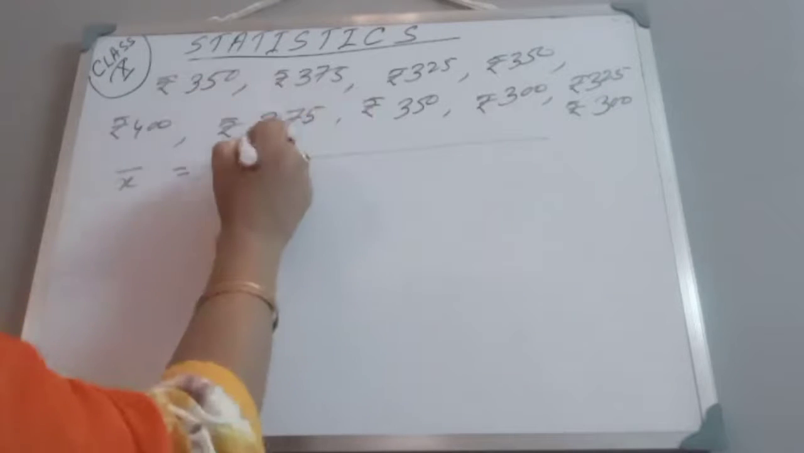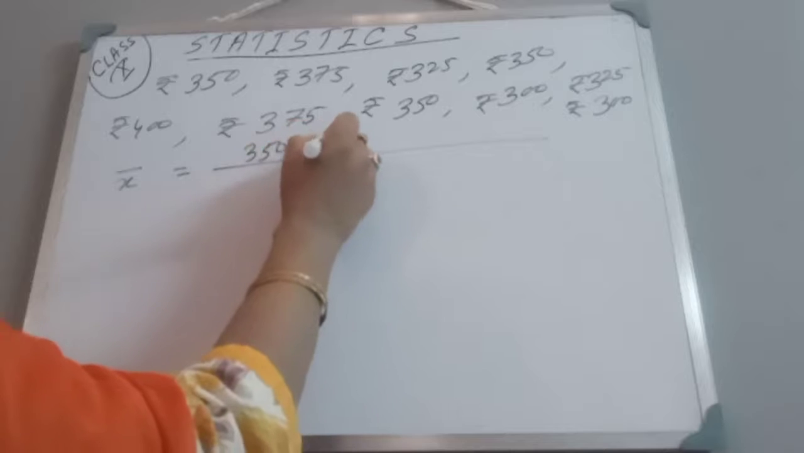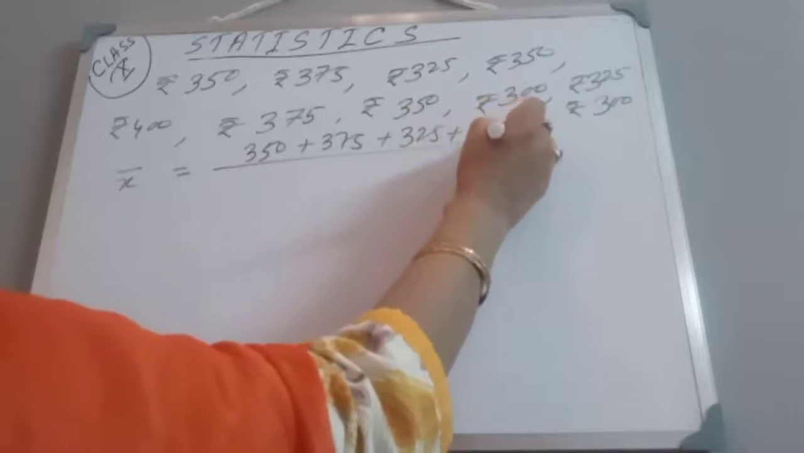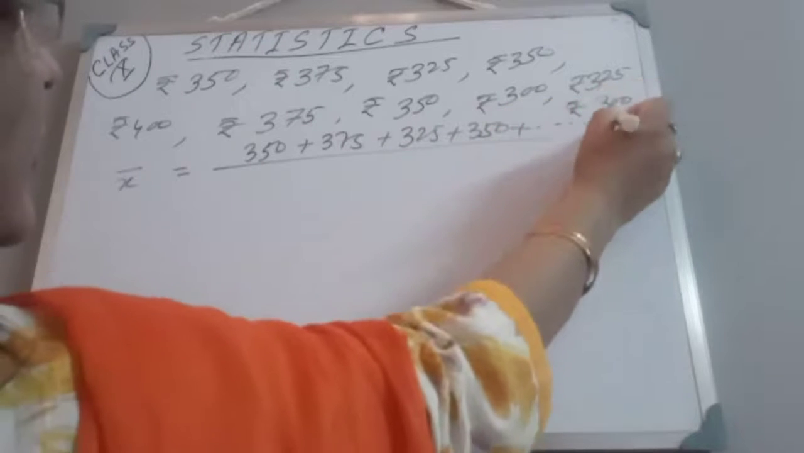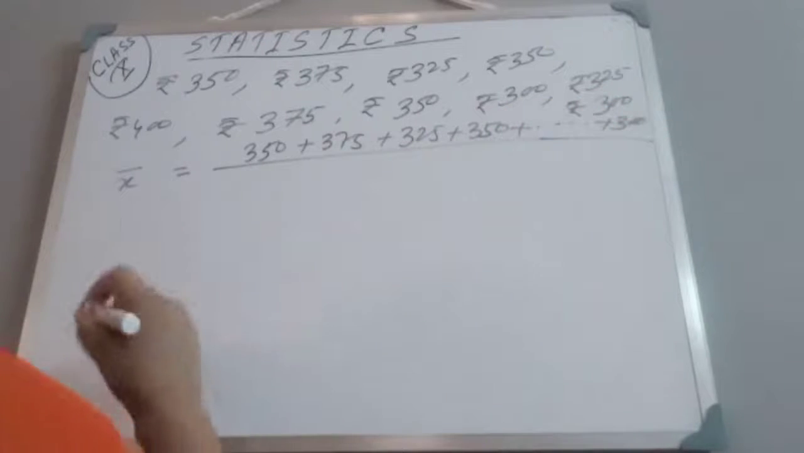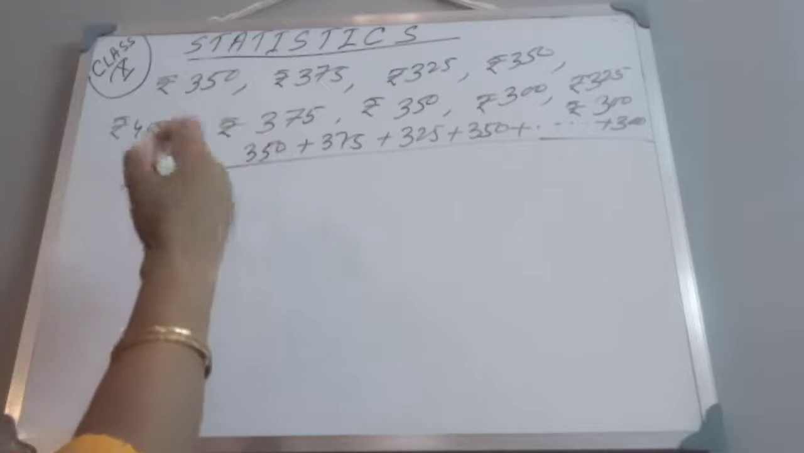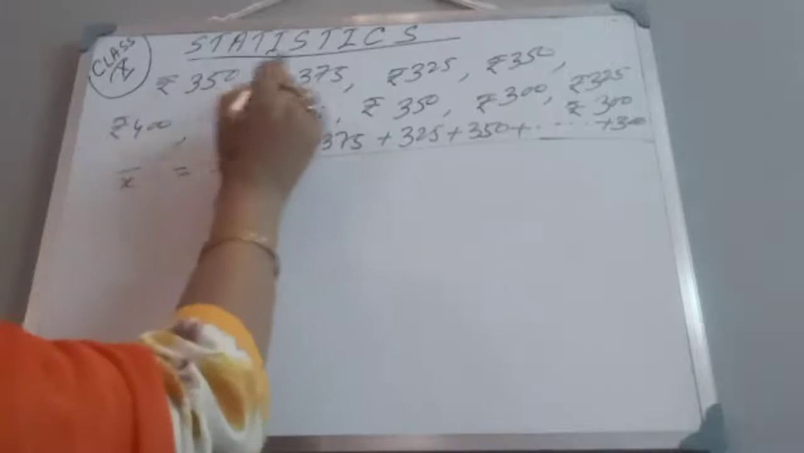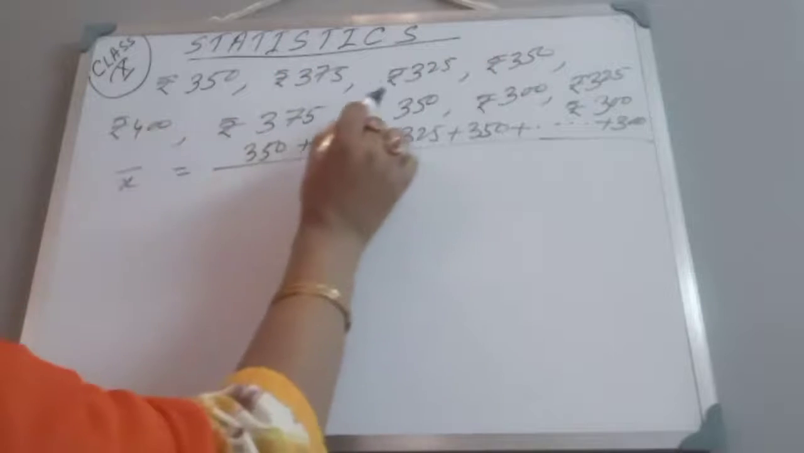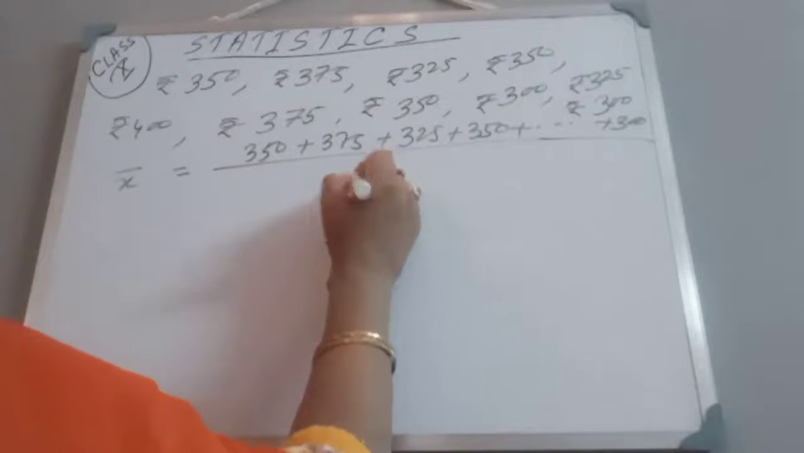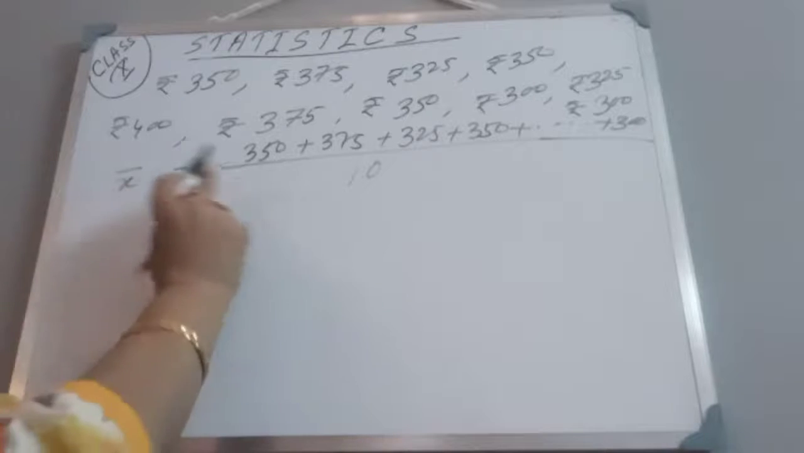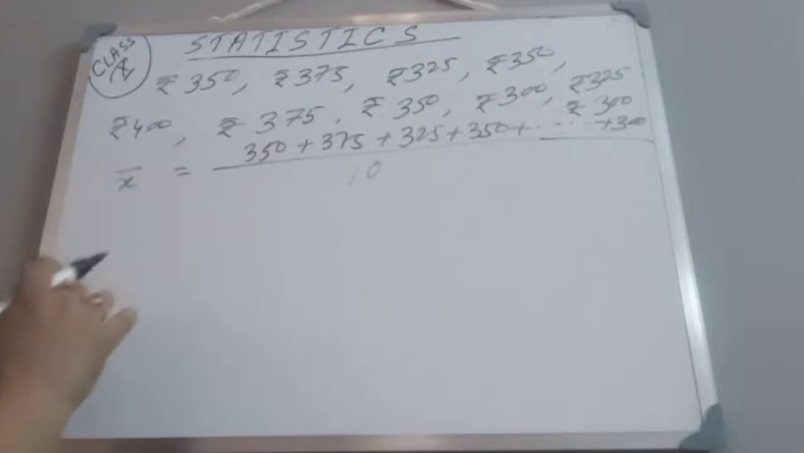How? We can add all these values: 350, 375, 325, 350, then up to 300 again. How many values? For how many days? These are the earnings for 10 days, so 1, 2, 3, 4, 5, 6, 7, 8, 9, 10, divided by 10. So this mean means average. Sum of all these, then we can find the average income.